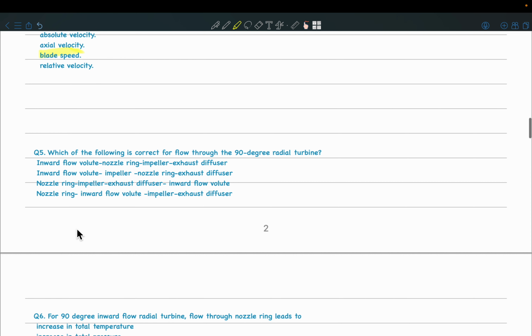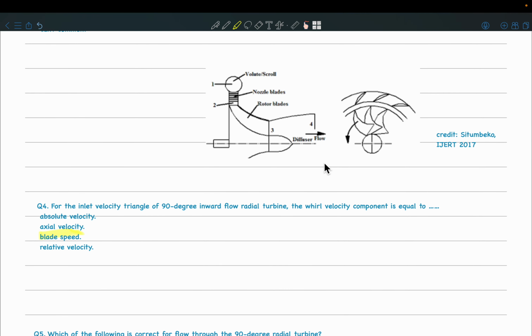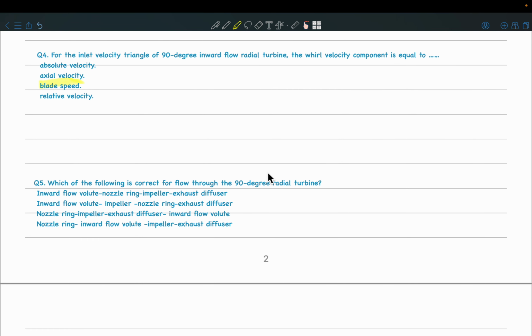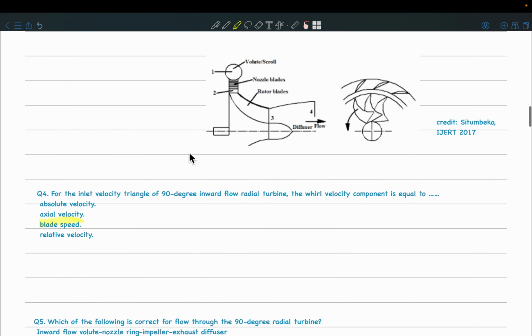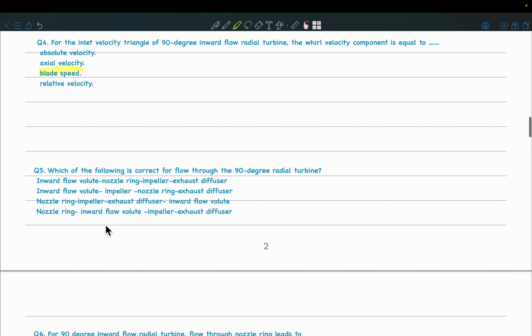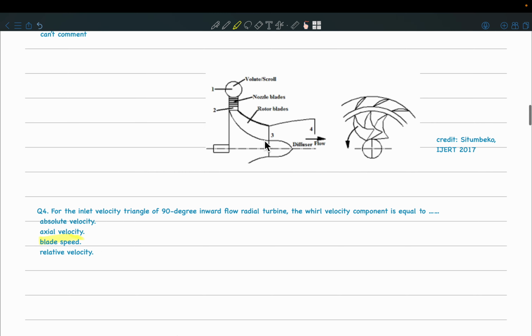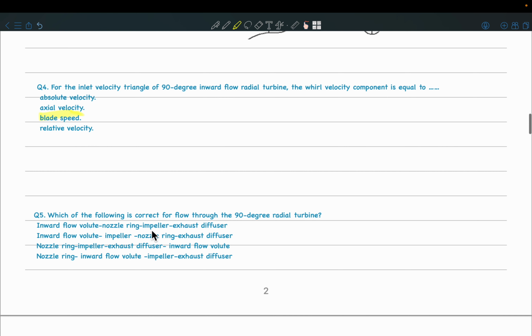Okay. Then which of the following is correct for flow through the 90-degree radial turbine? You can see from the diagram that first the flow comes in the radial direction, so it will come inwards, in this direction, through the volute. So we start with the volute, then the nozzle, then the rotor, then the diffuser. So the answer here is the first option, where there is an inward flow from the volute to the nozzle, then to the impeller, which is the rotor blades, and then it is exhausted in the diffuser.